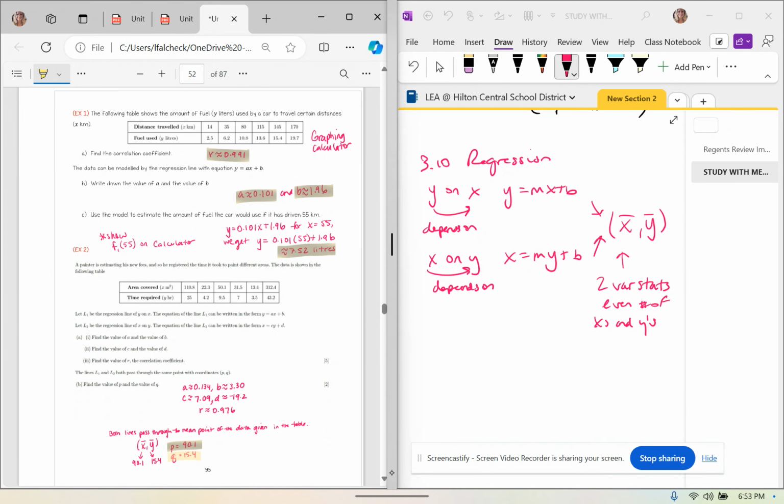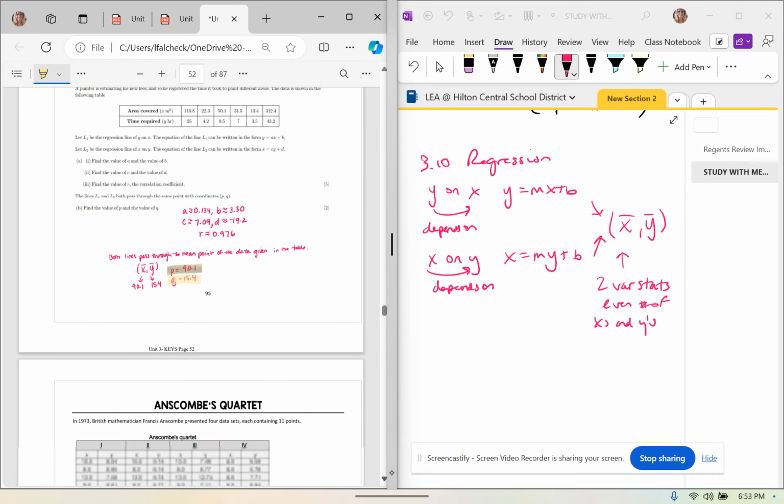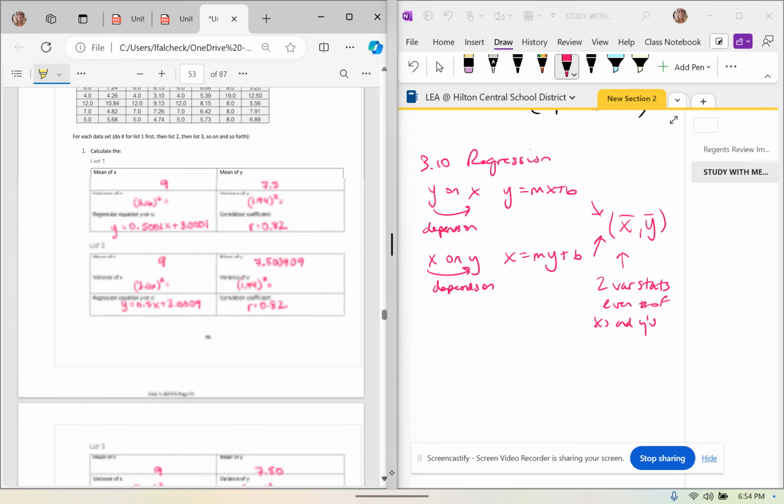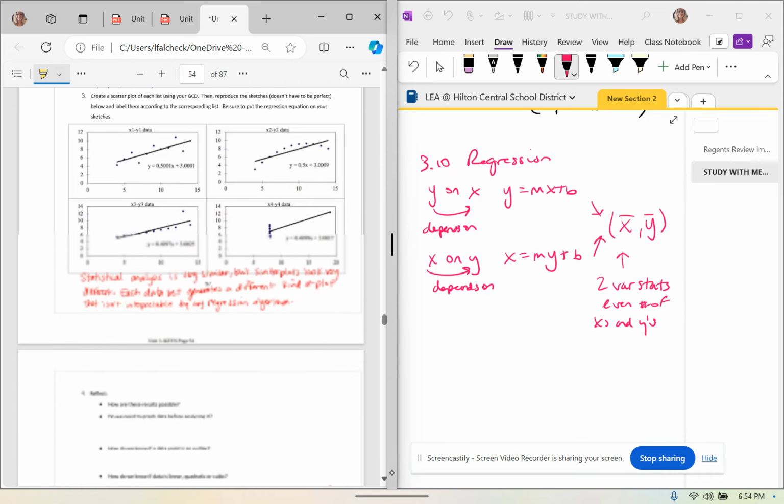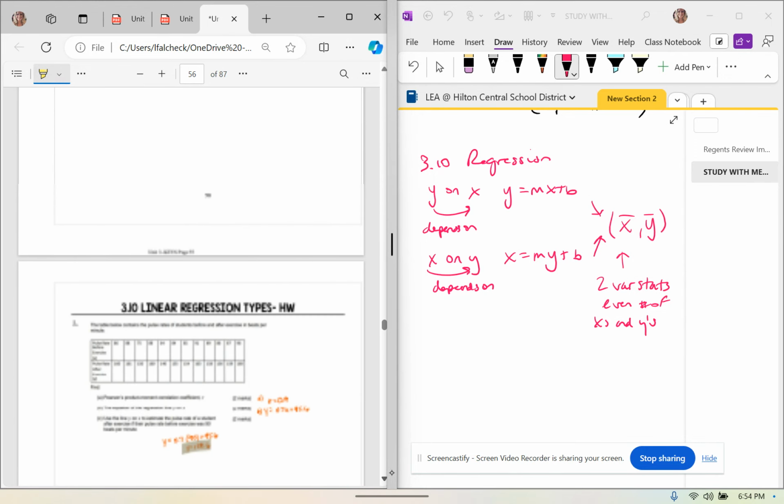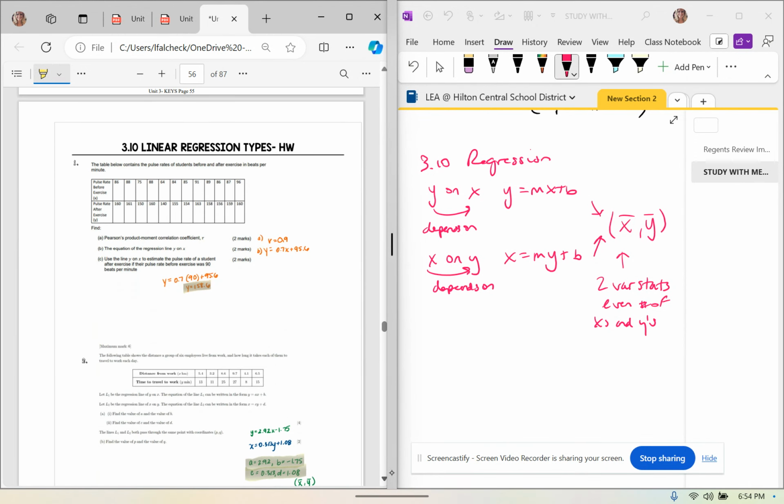All right, so you can scroll through these problems and see if you caught everything. We didn't do Anscombe's quartet in class. It was just practice graphing regression equations and stuff. So let's look at the linear regression questions that you were asked about on the homework.